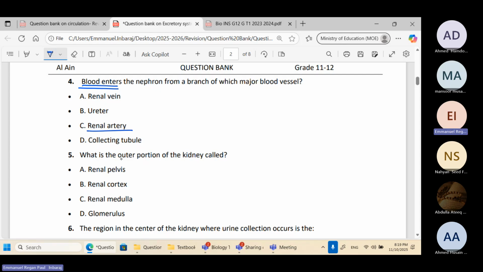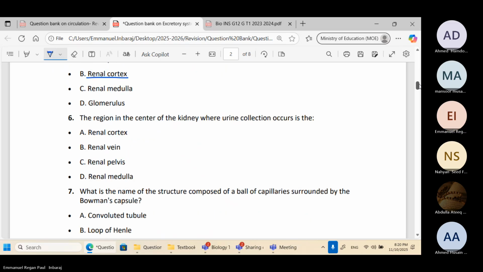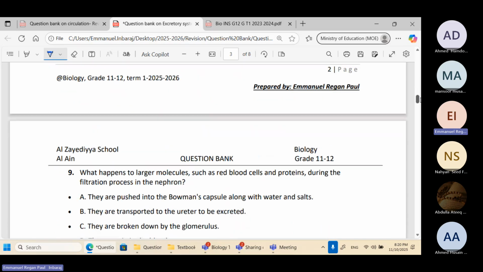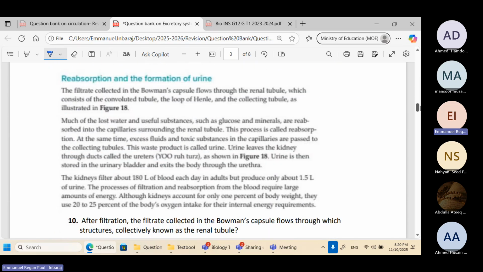What is the outer portion of the kidney called? Renal cortex. Yes, the outer portion of the kidney is called the renal cortex. Okay, so these are some of the questions. You can do these questions. Now let's go to the next part.